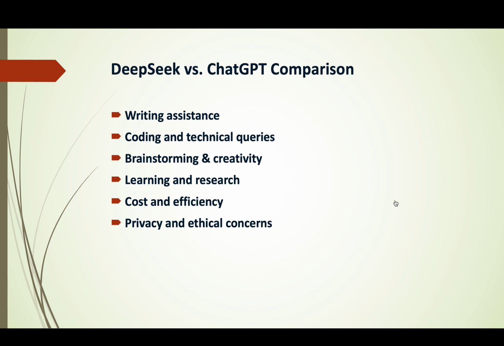Then comes brainstorming and creativity. When brainstorming data project approaches or analytical strategies, these tools offer different strategies. ChatGPT excels at generating multiple diverse approaches to a problem, helping you explore various analytical possibilities. DeepSeek typically provides fewer but more thoroughly developed solutions, diving deep into a single approach, particularly useful when you need to flesh out specific data strategy details.